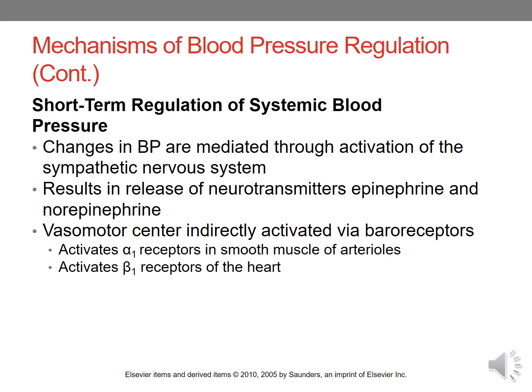So changes in blood pressure are mediated through activation of the sympathetic nervous system. It results in the release of neurotransmitters, epinephrine and norepinephrine, and also our vasomotor center will indirectly activate our baroreceptors. And these baroreceptors will activate alpha receptors in smooth muscle arterioles, and it will also activate beta receptors of the heart. So let me give you an example of how this works, and then I'm just going to add in a few more things here.